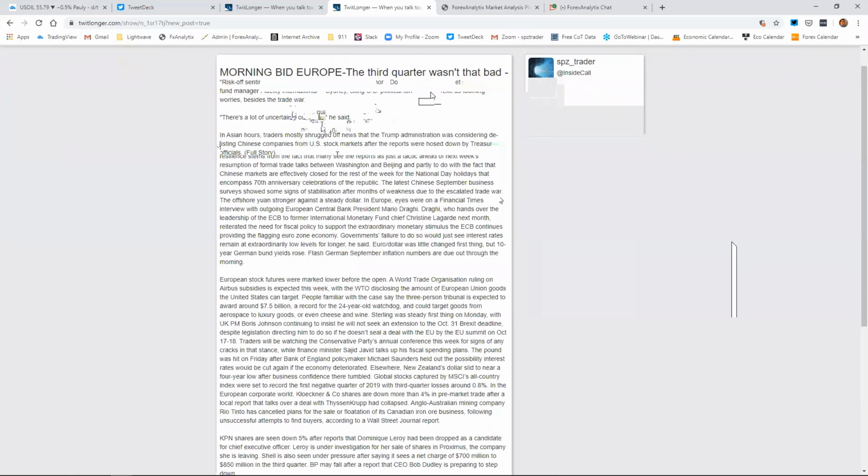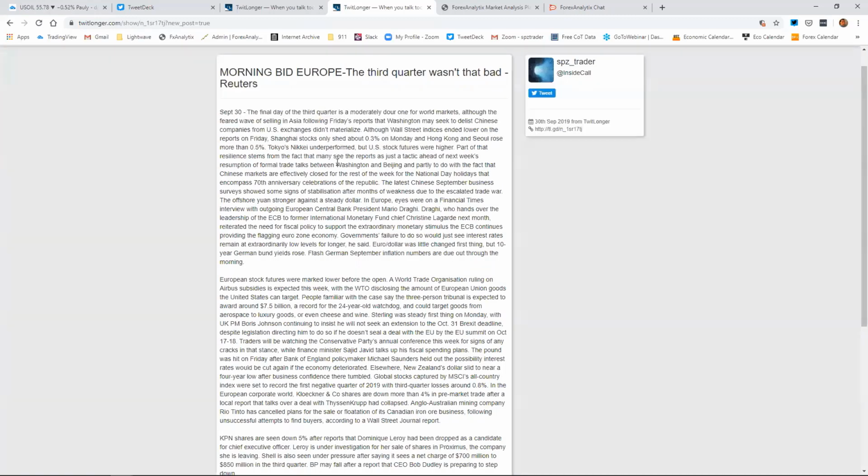The third quarter wasn't that bad. The final day of the third quarter is a moderately dour one for the world markets, although the fear of a wave of selling in Asia following Friday's reports that Washington may seek to delist Chinese companies from U.S. exchanges didn't materialize. Although Wall Street indices ended lower on the reports on Friday, Shanghai stocks only shed about 0.3% on Monday, and Hong Kong and Seoul rose more than 0.5%. Tokyo underperformed, but U.S. stock futures were higher. Part of that resilience stems from the fact that many see the reports as just a tactic ahead of next week's resumption of formal trade talks between Washington and Beijing, and part to do with the fact that the Chinese markets effectively closed for the rest of the week for the National Day holidays that encompass the 70th anniversary celebrations for the Republic.